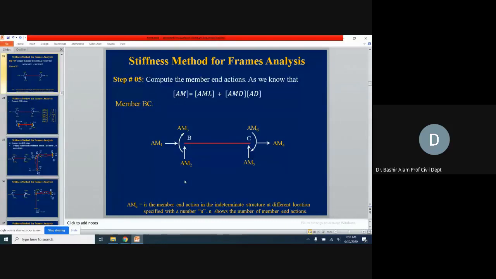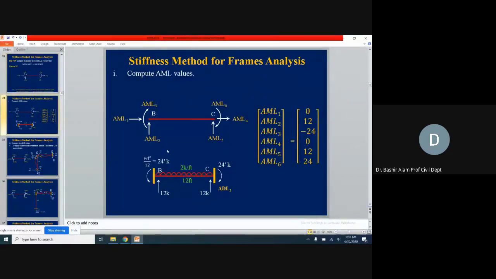Now we will be taking the AML values for member BC. You see here, we are going to the ADL, from where we generated our ADL matrix. So we are going here. These are those member end actions now.